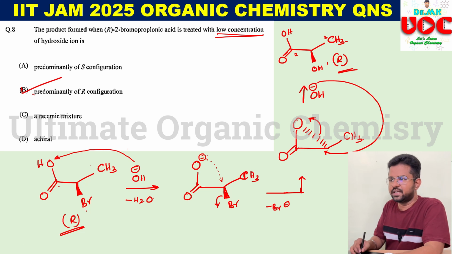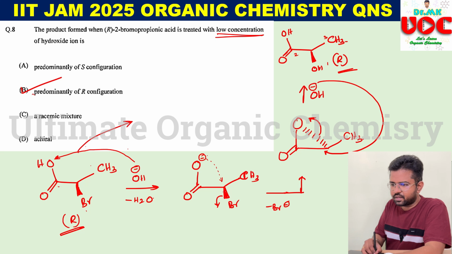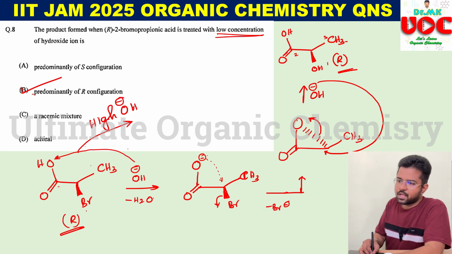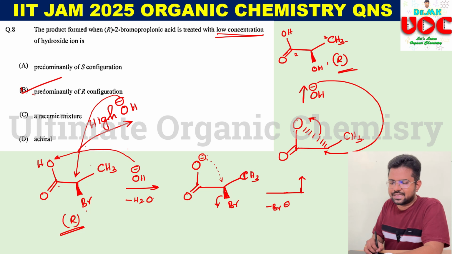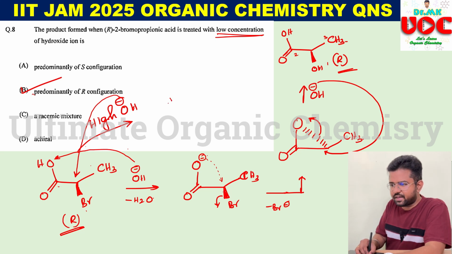You may ask a question: if it is high concentration, then what will be the product, sir? With high concentration, directly the OH minus will approach this chiral center, leading to the formation of the inversion product.